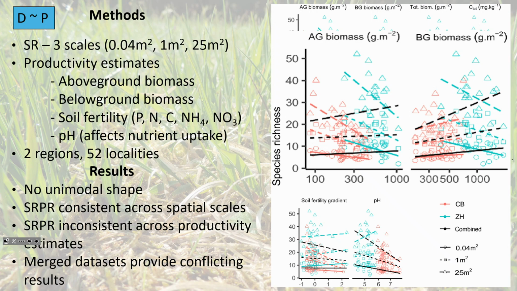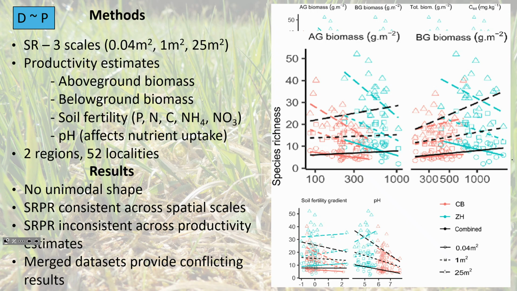For above ground biomass, you see that in Budějovice it's a negative relationship. Good, we are at relatively high productivity levels, so from the unimodal curve, it's the decreasing part, fine. In Železné Hory, the same. The issue is that when you combine these data sets together, as is done in meta-analyses and many studies putting data together, you get a completely opposing relationship to what you see within the region.